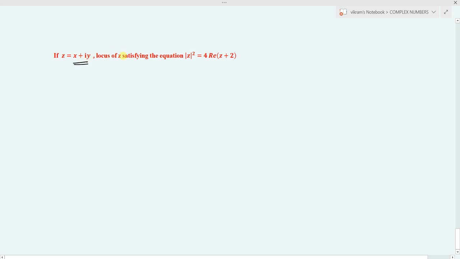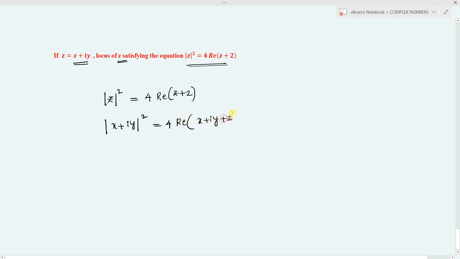If z equals x plus iy, what is the locus of z satisfying the equation modulus of z squared equals 4 times the real part of z plus 2? Now substitute z equals x plus iy in this condition. What will you get? Modulus of x plus iy whole squared equals 4 times the real part of x plus iy plus 2.